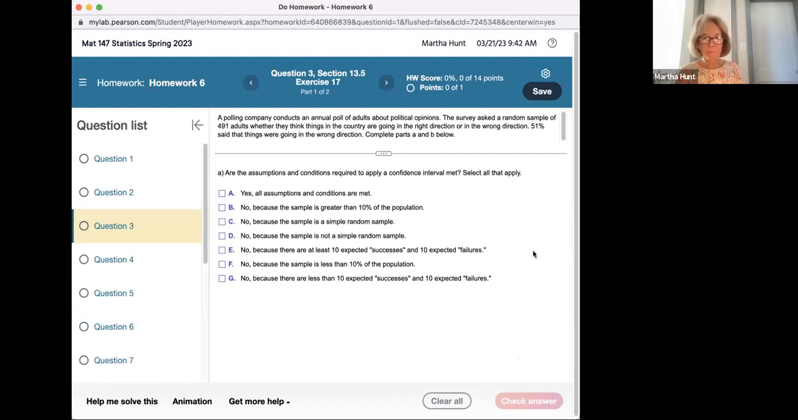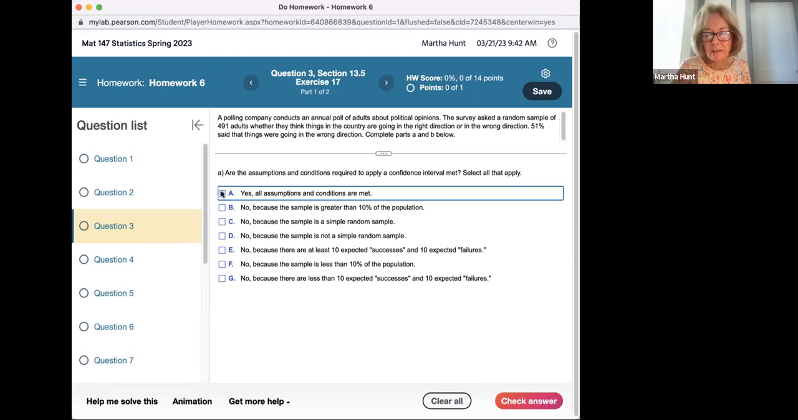Okay. A polling company conducts a poll about political opinions. They asked a random sample of 491 adults whether they think things are going in the wrong direction. 51% of the sample said they think things are going in the wrong direction. We're going to click yes, because if we didn't click yes, there'd be nothing to do. So yes.